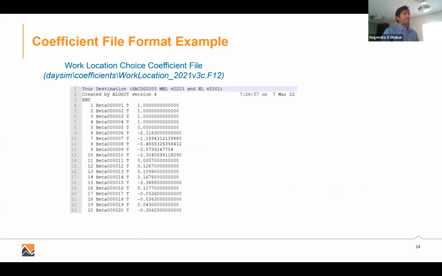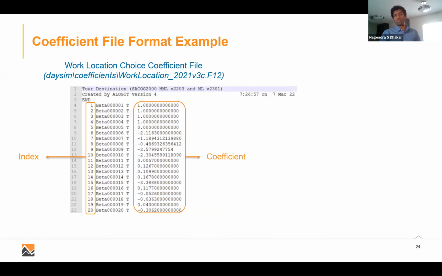With this, the other thing I also want to show is a typical format of the DaySim coefficient files. Here's an example of the work location choice coefficient file, where in the beginning there's some header, and then after a few lines, you see different columns containing some numbers. The first column here is the index, which we typically use to identify what a coefficient is. And then the fourth column is the actual coefficient value.